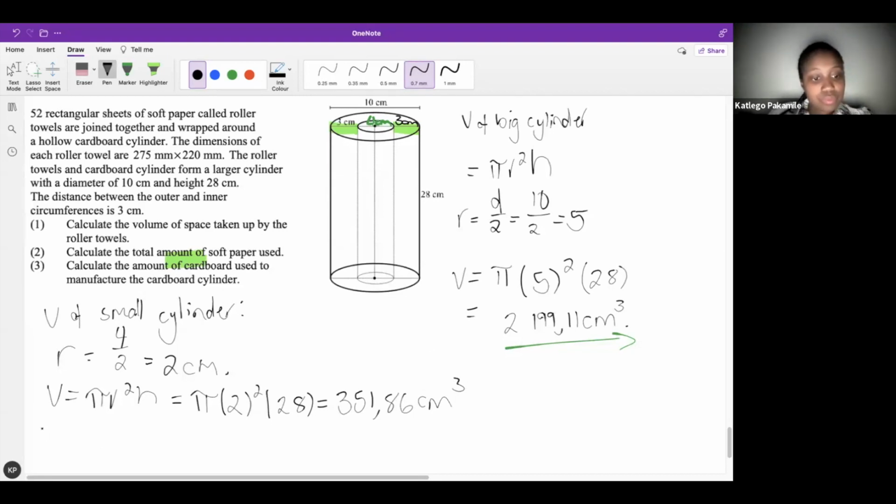Then I'm going to say the volume of the big cylinder minus the volume of the small cylinder. So 2,199.11 minus 351.86. And how much is that going to give us? Ma'am, it's going to be 1,847.25.